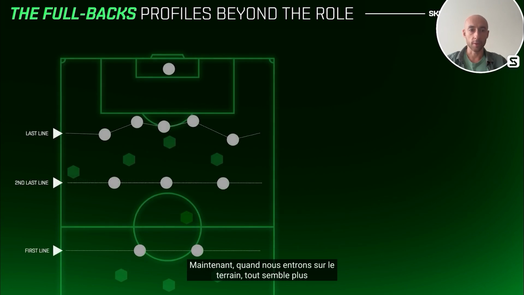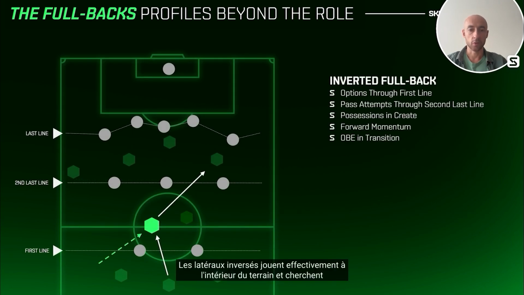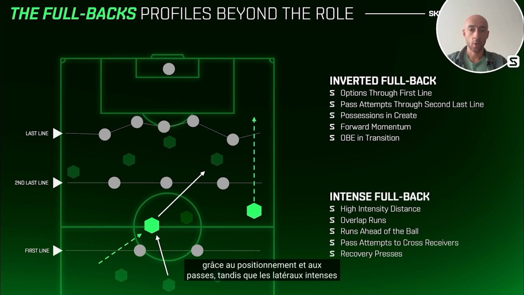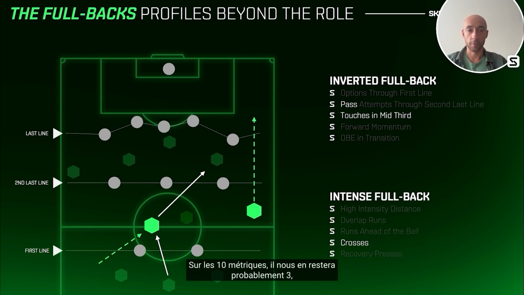Now, when we go on the pitch, everything looks simpler and easier. The inverted fullbacks actually play inside of the pitch and aim at breaking lines through positioning and passing, while the intense fullback covers the wide channels. He's intense, of course, and wide. So, if we were to do the same example by focusing on what happens on the ball only, we would be left with a less comprehensive picture. Out of 10 metrics, we would probably be left with 3 and quite general too.